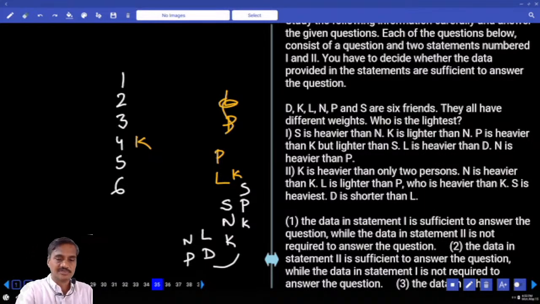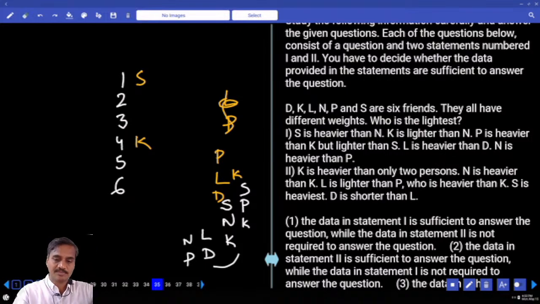And S is the heaviest. S is here, and L and K can be at this place. Yes, D is shorter than L. Now D is shorter than. Now with the help of this information, are we getting any answer here? No, because the information is known about only a few of them.